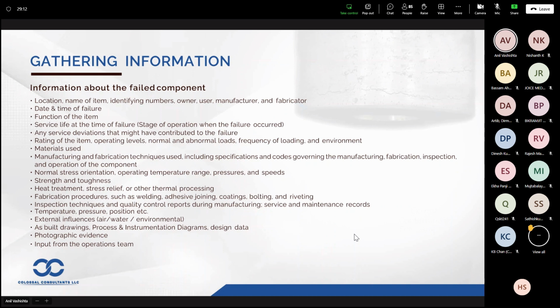So photographic evidence, if available from the site. You can also go to the site and get first-hand information. See the point, photography.